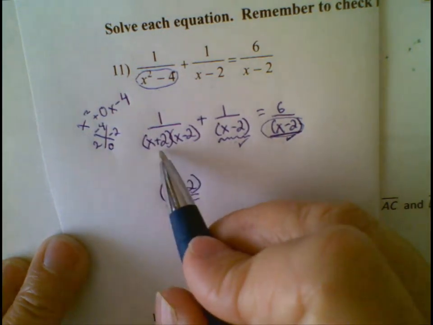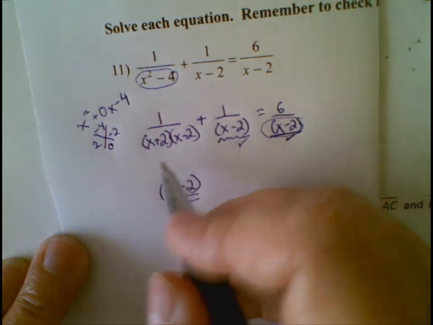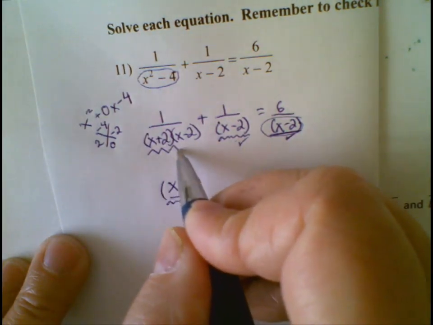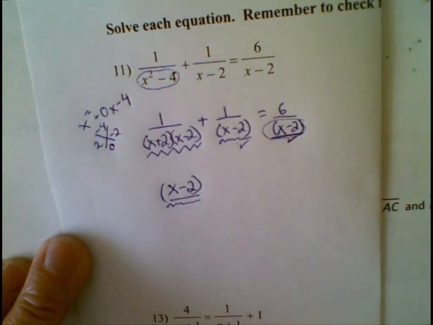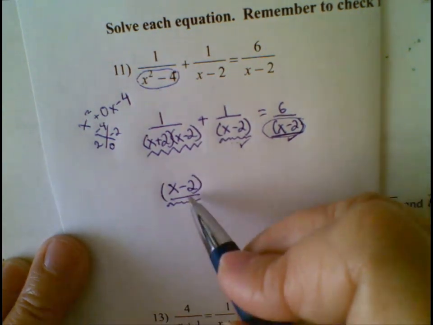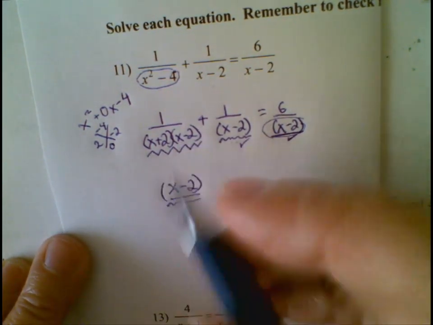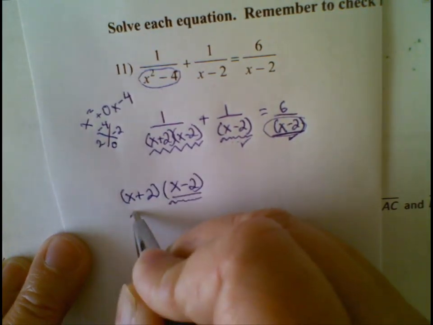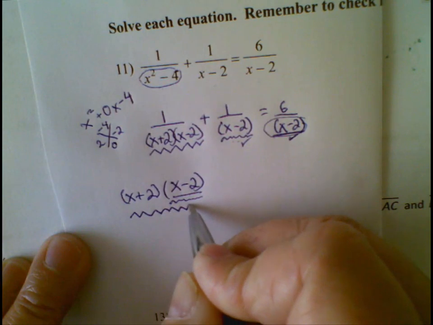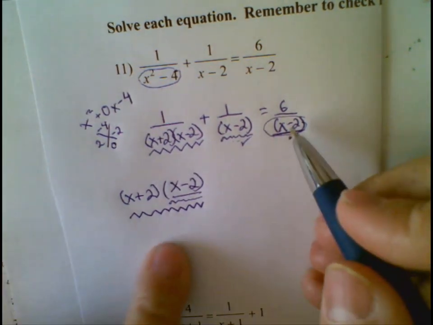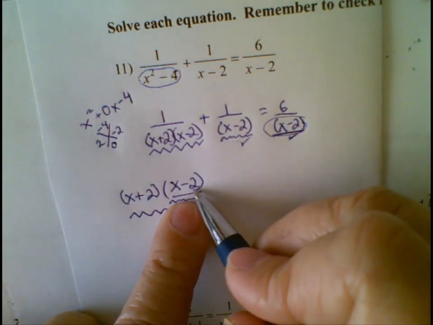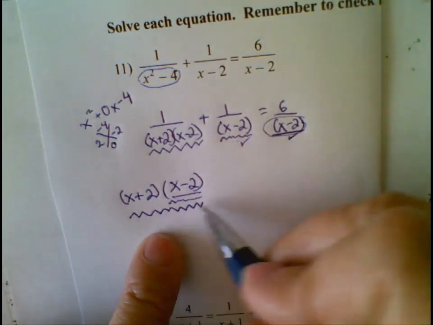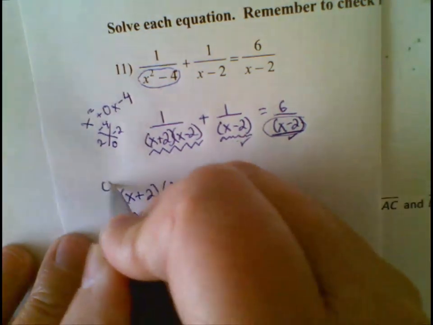And then over here, I need to make sure this entire thing is included in my common denominator. So I need all of that to be in here. Now, if I look, I have the x minus 2, but not the x plus 2. So I have to put the x plus 2 in here. And now, if I compare them, this denominator is included, this denominator is included, and this denominator is included. So this is my common denominator.